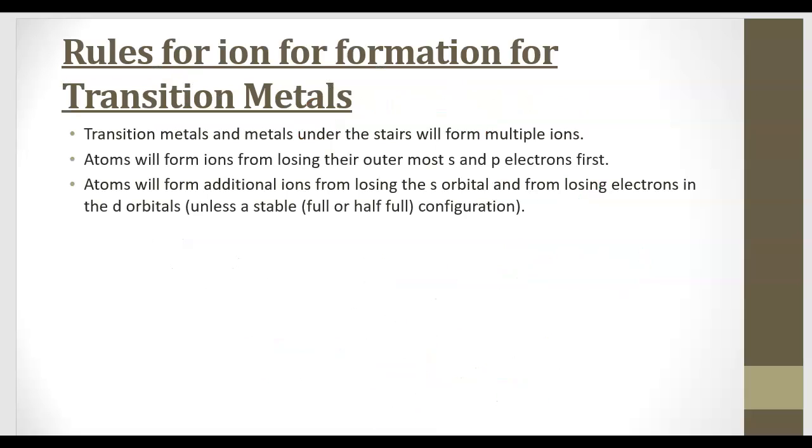All right, so let's talk about rules for transition metals. And so transition metals will form multiple ions in most cases. They will lose their outermost electrons first. So in these cases, they're going to be losing the s electrons first. Some atoms will form additional ions by losing the s orbital and then also losing the d orbital.